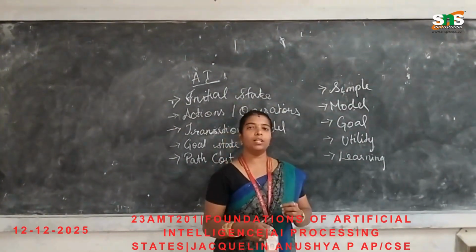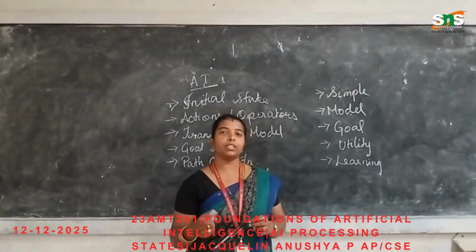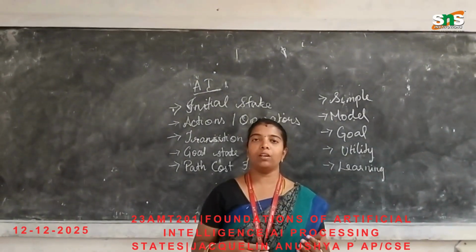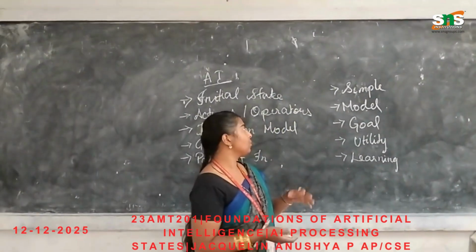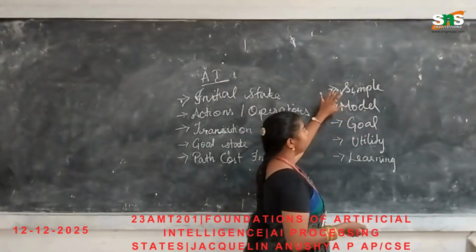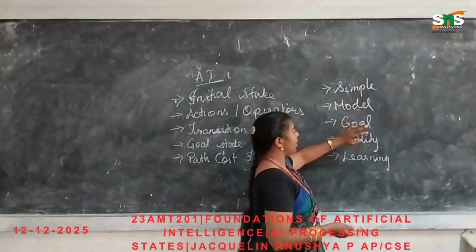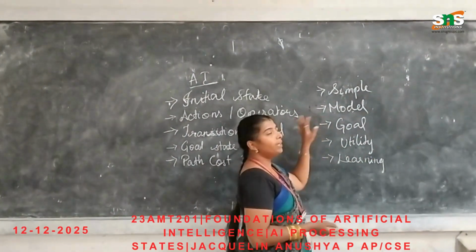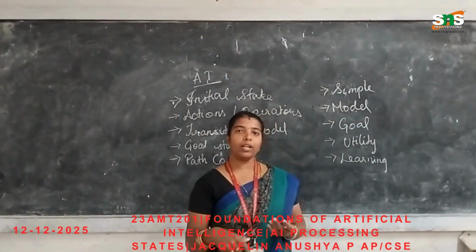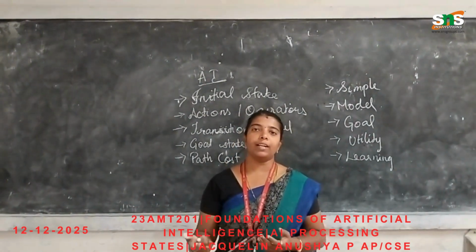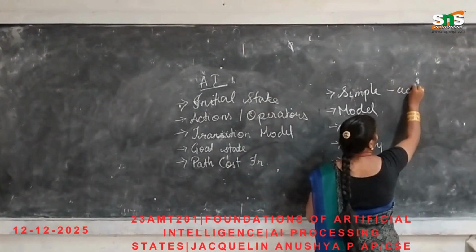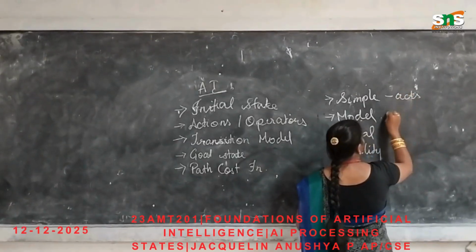Over here, not only the AI, it also follows an agent. An agent is the intermediary between the human and a machine. If you see, there is a simple agent, a model agent, a goal agent, a utility agent and a learning agent. The simple agent acts according to whatever command I give. It just acts according to that. So it is a simple agent.